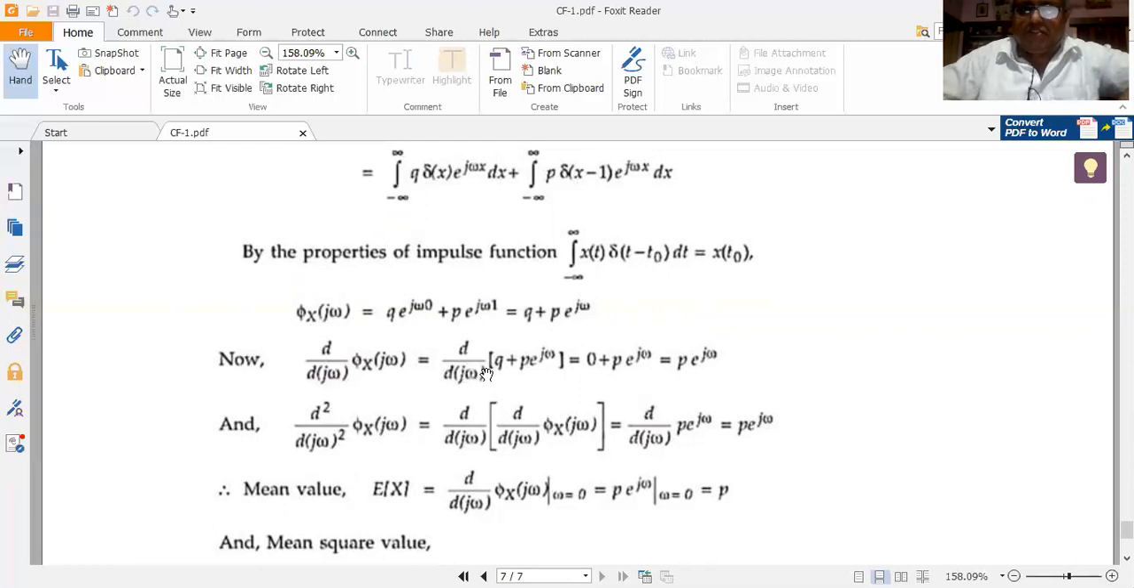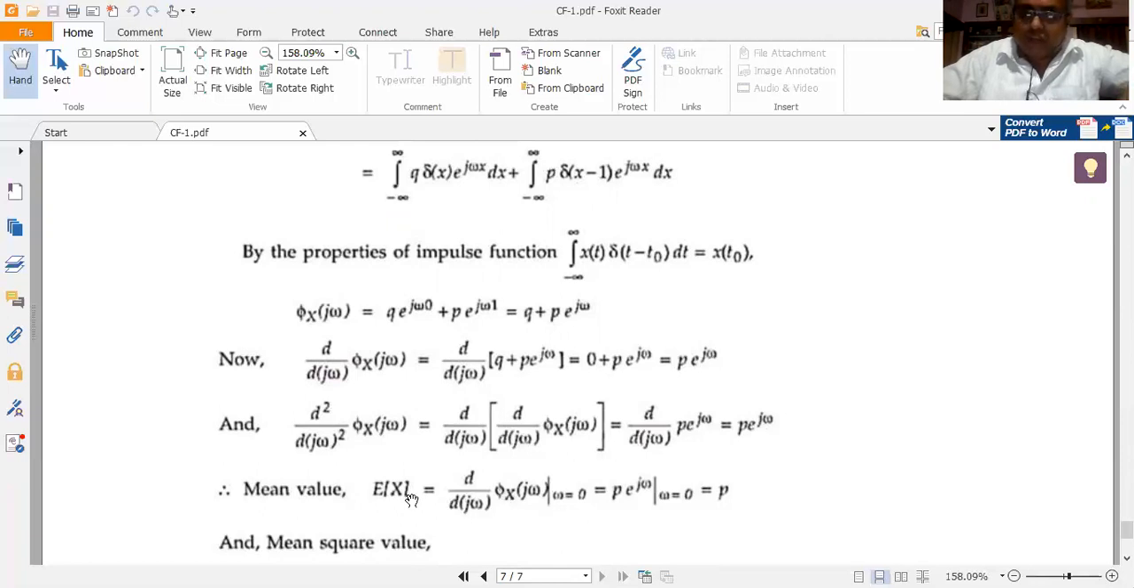Now d by dx of q plus p e to the power of x. The derivative of q is 0 because q is a constant, and the derivative of a constant is 0. Plus p into d by dx of e to the power of x. d by dx of e to the power of x is e to the power of x itself. So that's why I get 0 plus p e to the power of x only. Now put x is equal to j omega back. So I get p e to the power of j omega.